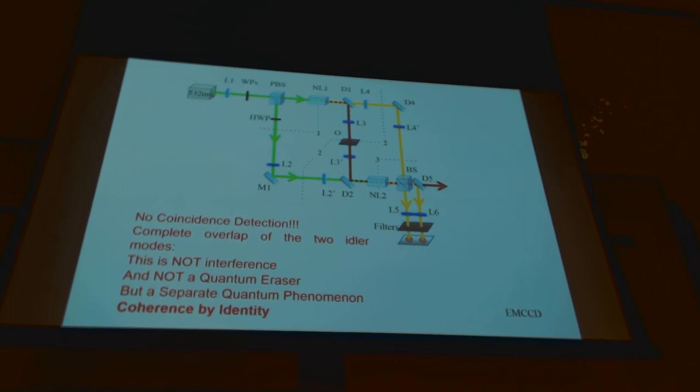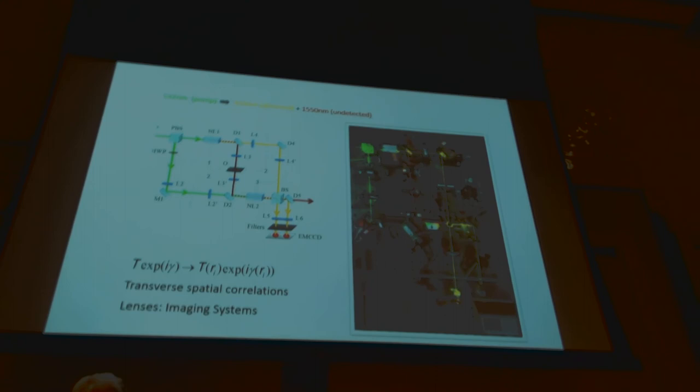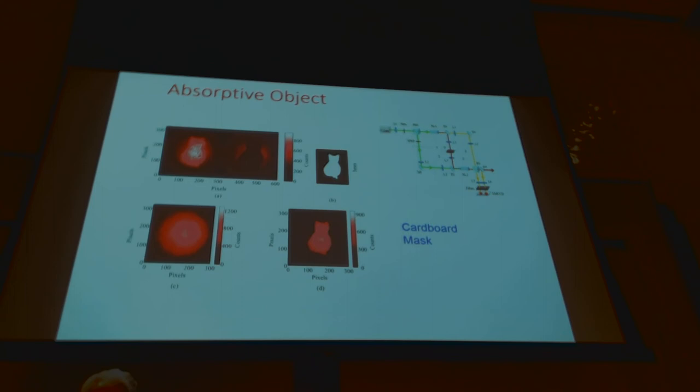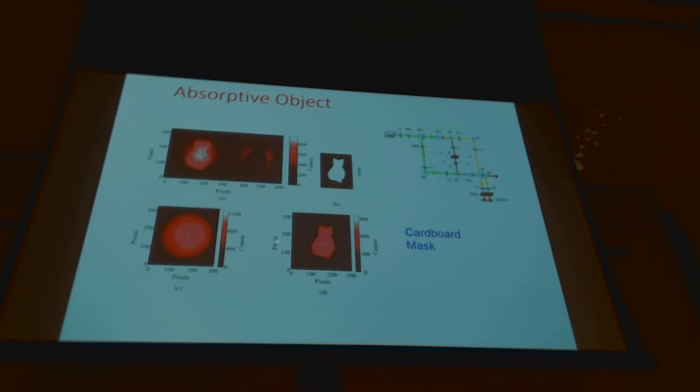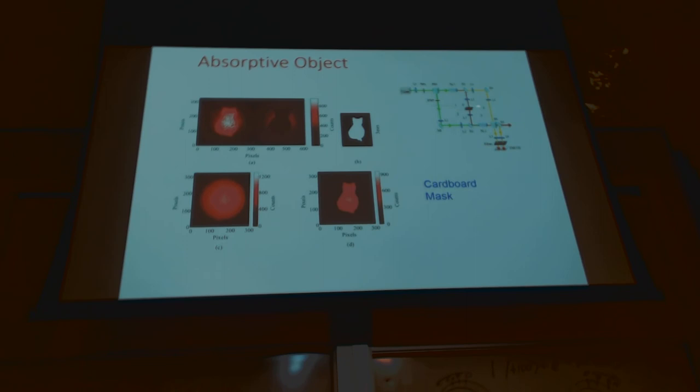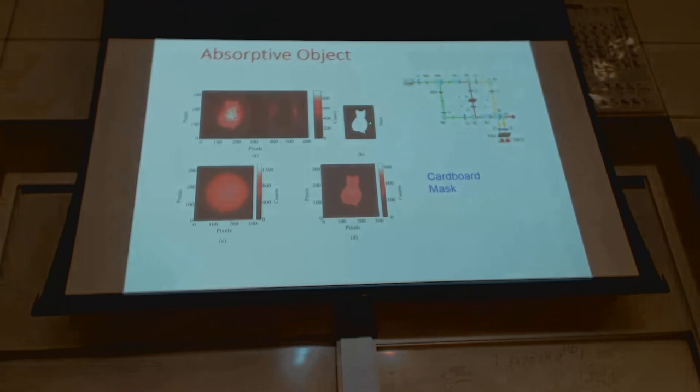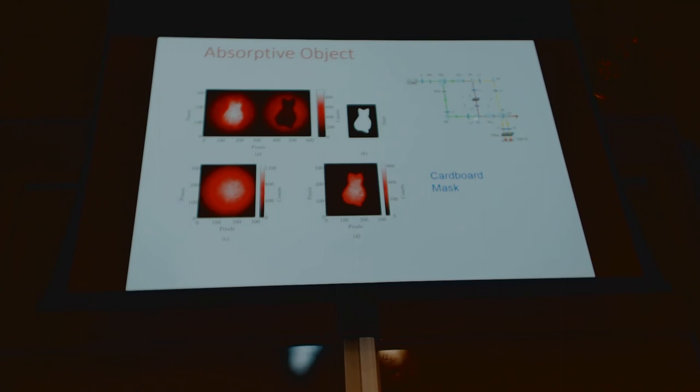Okay? The important point, here's a picture of the setup. I don't want to go into this detail. Just two experimental results, because I don't have any time anymore. Here is the cardboard mask introduced into this idler mode. The cardboard mask. Which means that outside the cardboard mask, the idler mode does not pass through anymore. There's no idler intensity outside, inside there is.